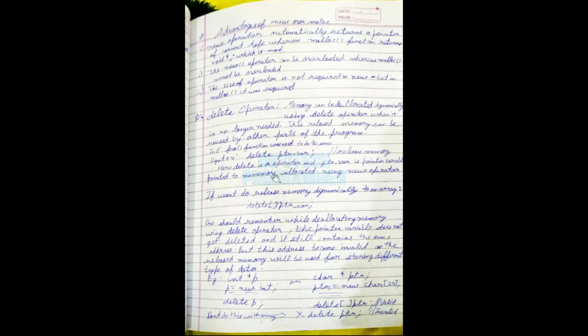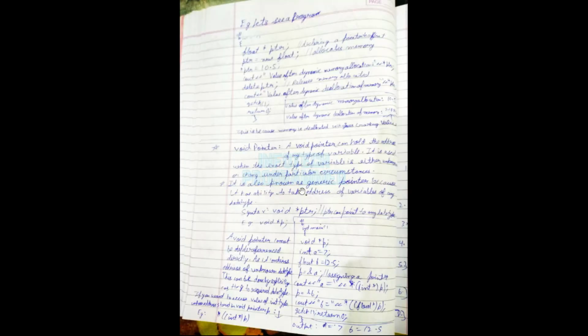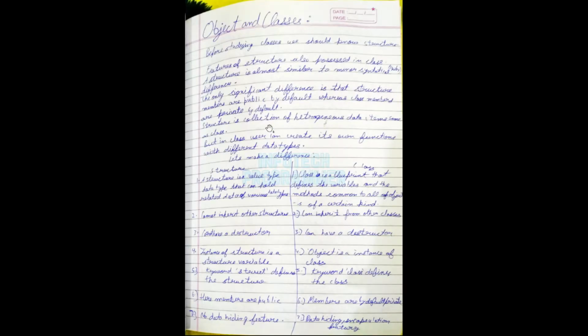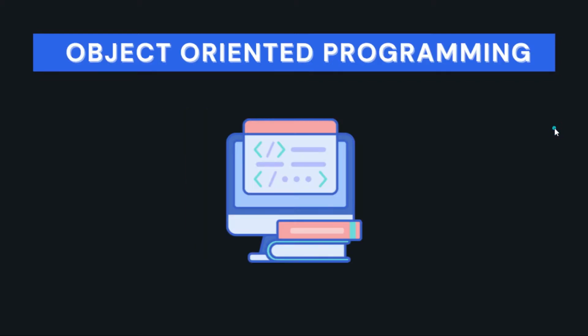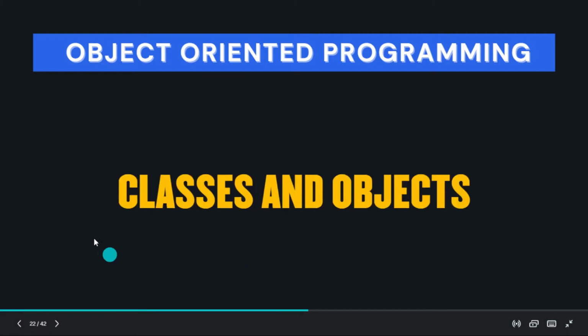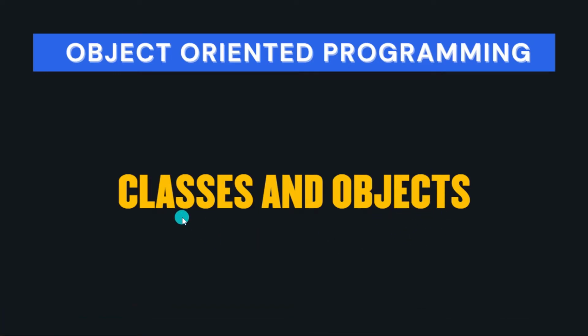So there are a lot of concepts that you will find in our C++ notes through which you can learn the pointers concept very easily. You have to just read the concepts. After pointers, we have object-oriented programming. That is the main thing in C++. In object-oriented programming, you have the concept of classes and objects. A class is a collection of objects, and an object is an entity of the class.